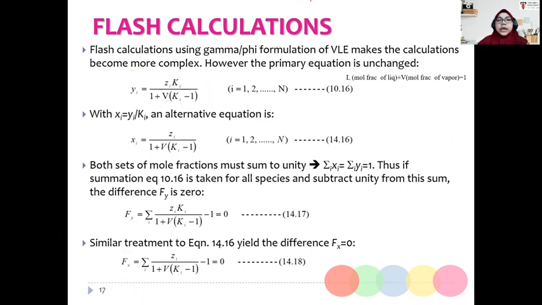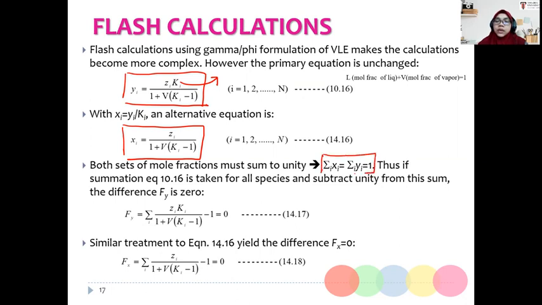Okay, the flash calculation can also apply the gamma and phi formulation in VLE, but the calculation becomes more complex. However, the primary equation remains the same. So in determining the composition in the vapor phase, we may use this expression with the K value obtained from the DePriester chart if the system is related to light hydrocarbons. And the liquid phase can also be obtained using this expression by rearranging it, since we know that the composition in the liquid equals the composition in the vapor over the Ki value. And then after that, we consider that the total summation of each composition in each phase is equal to 1. So we can apply this correlation and the expression for the flow rate.